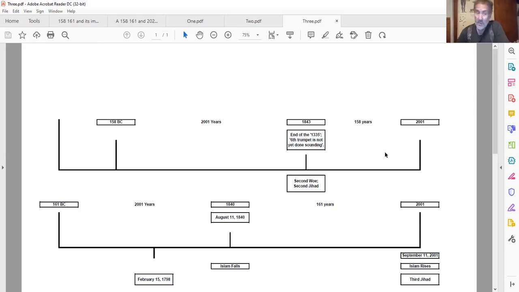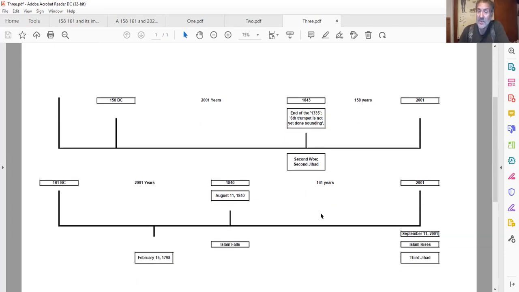The 161 brings us to 1840. And we know that the example there is August 11th, 1840, when Islam fell. Right? The same 161 years brings us to 2001. We all recognize the validity of September 11, 2001. Islam rose, and they record this as the beginning of the 3rd jihad.